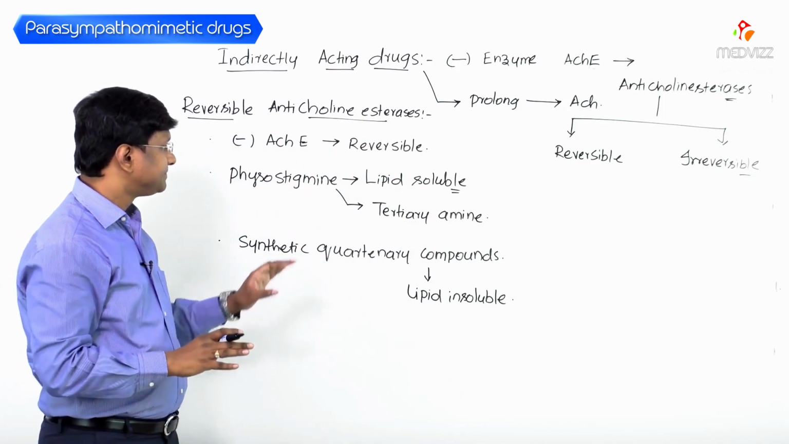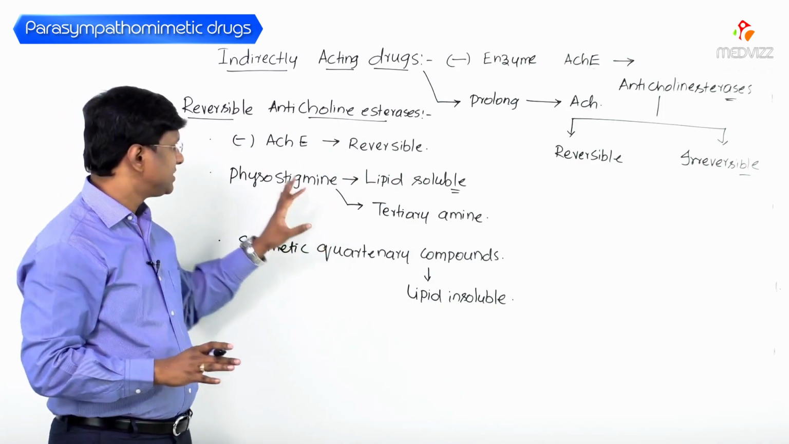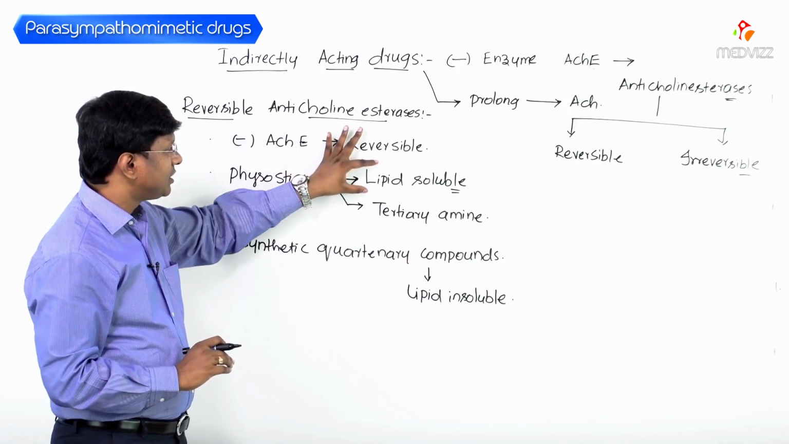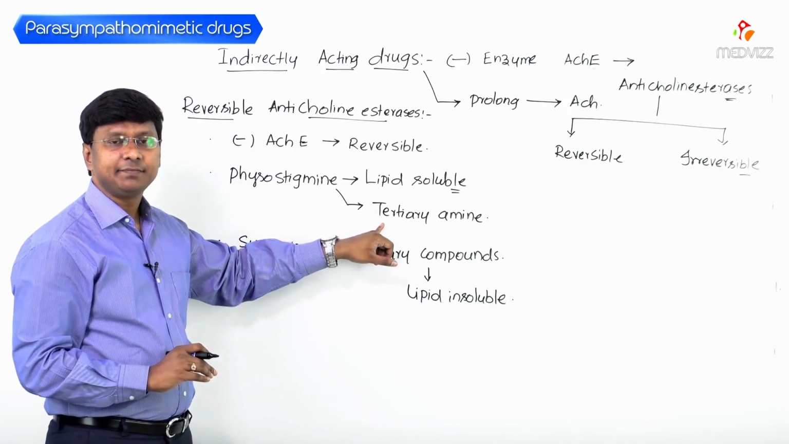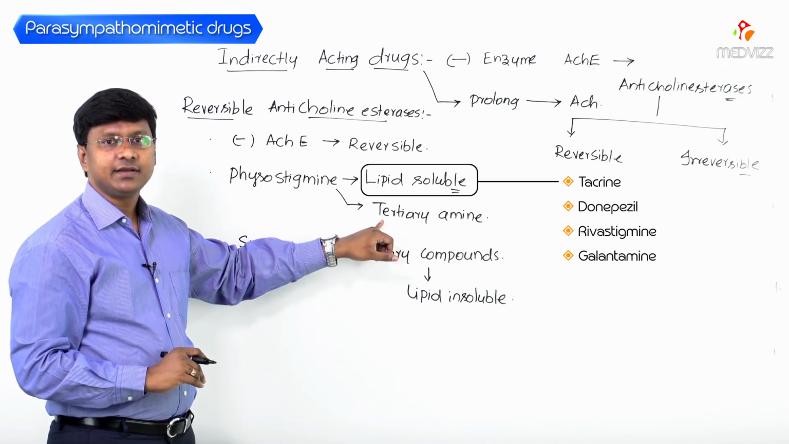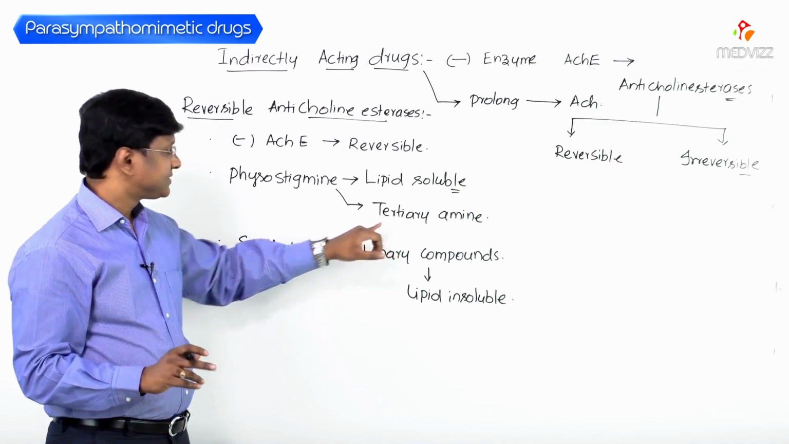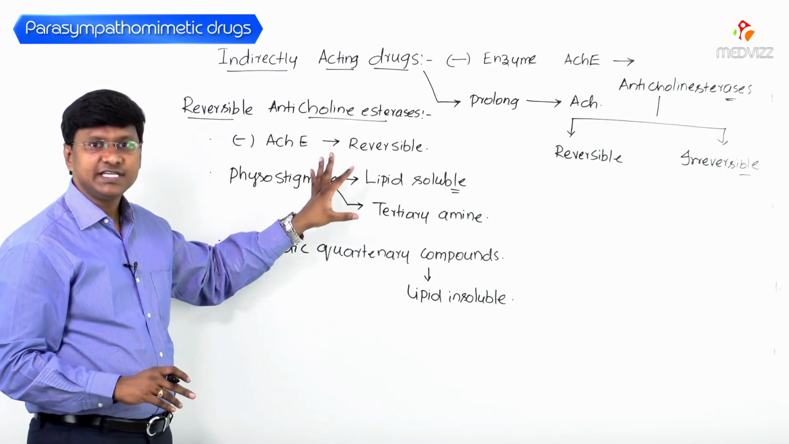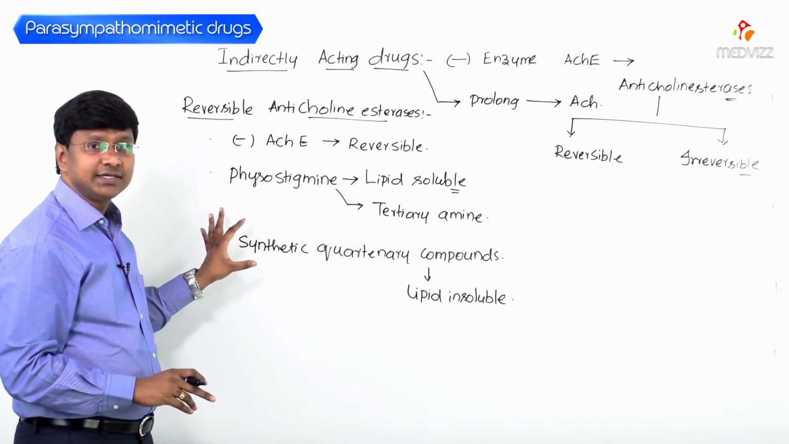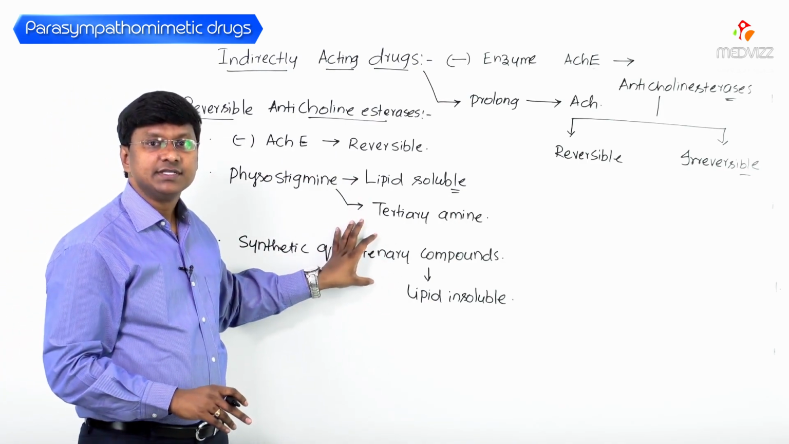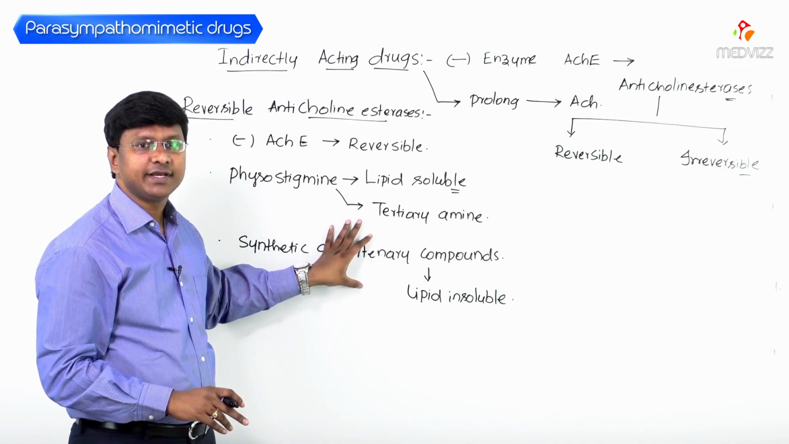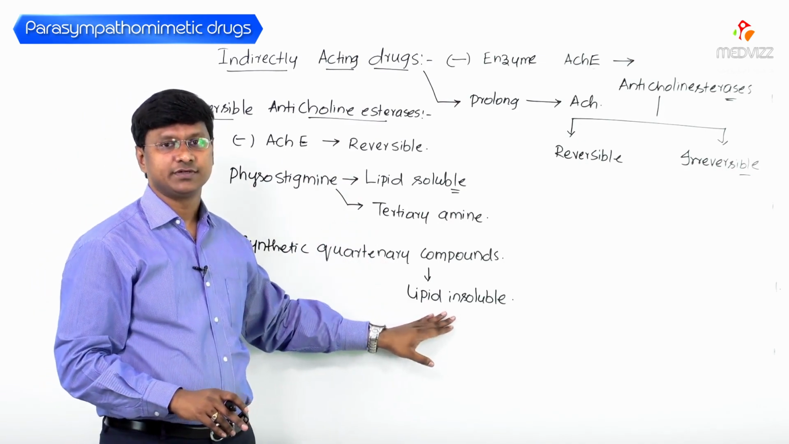So what you have to remember is Physostigmine, which is lipid soluble, is a tertiary amine, and the other lipid soluble drugs are Tacrin, Donepezil, Rivastigmine and Galantamine. Apart from these drugs, all other drugs are synthetic quaternary amines, which are lipid insoluble drugs.